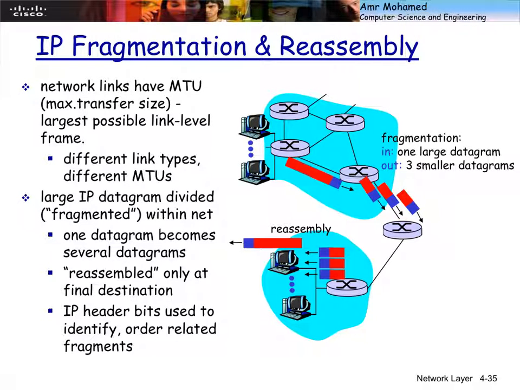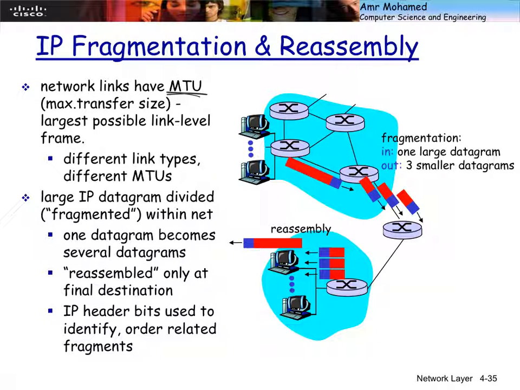because IP itself covers different types of links. So this one may be wireless, this is maybe fiber optics, this is maybe Ethernet, and so on. For each one, there is what we call the maximum transmission unit. For example, for Ethernet, the maximum transmission unit that you can send from the data link layer point of view is only 1500 bytes. This is the maximum transmission unit.